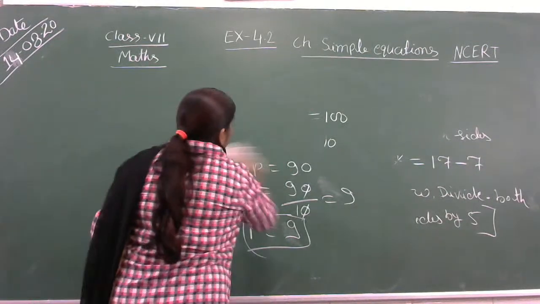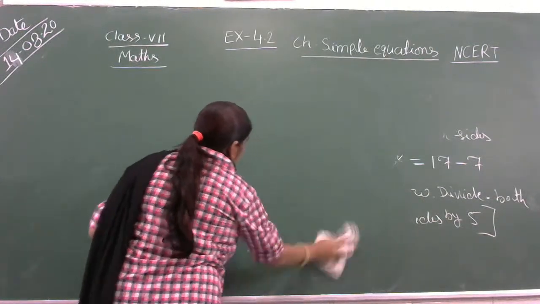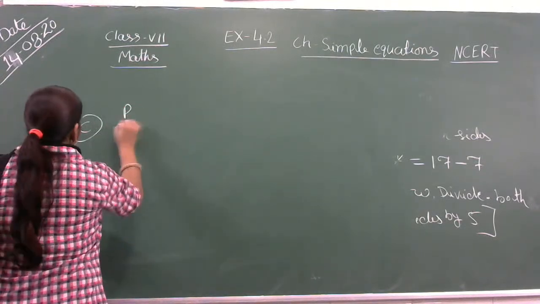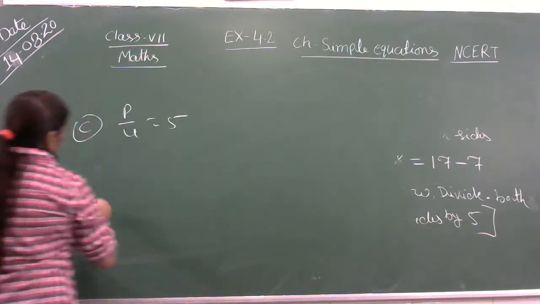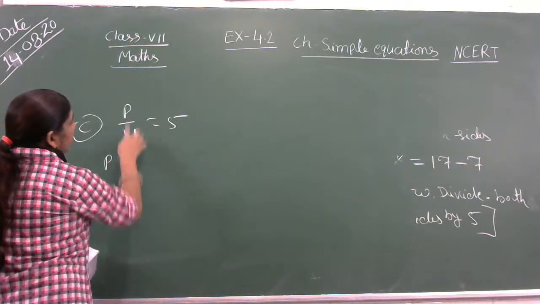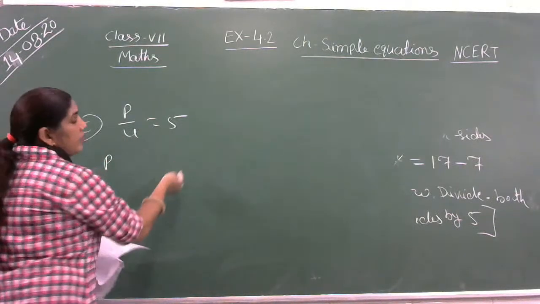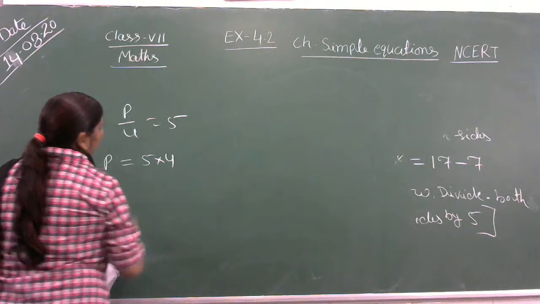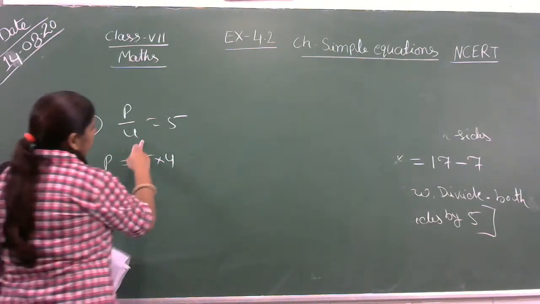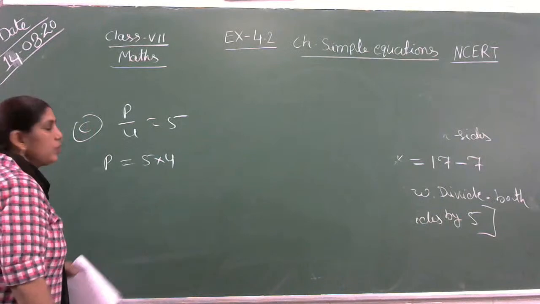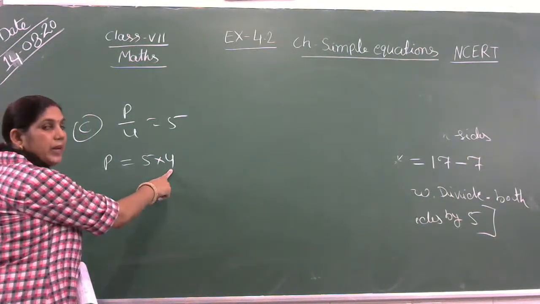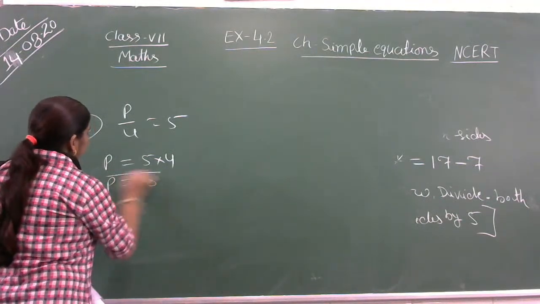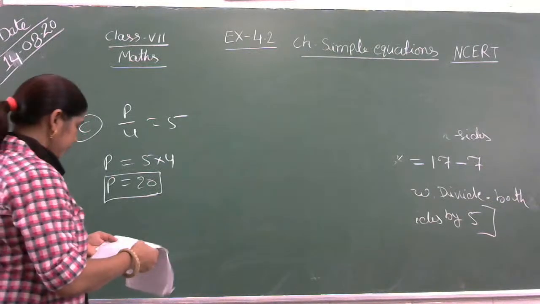Some more parts I am solving here. C part, p upon 4 is equal to 5. Given here division. So after moving across equal, p equal 5 into 4. As you know very well, it changes after equal to multiplication. So p equal 20. This is your answer.